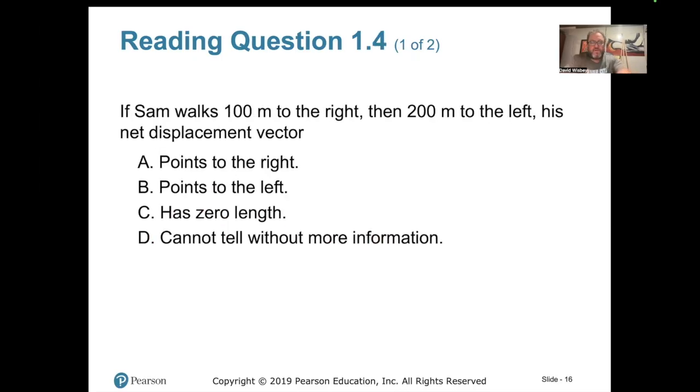If Sam walks 100 meters to the right and then 100 meters to the left, his net displacement vector is what? What direction is it? He said he walks 100 meters to the right. Let's make a video about this. I've been waiting to use these. Let me show you what I got here.